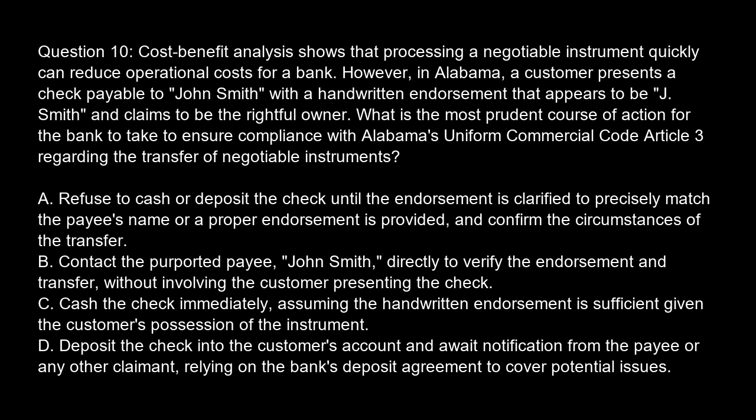Option A. Refuse to cash or deposit the check until the endorsement is clarified to precisely match the payee's name or a proper endorsement is provided, and confirm the circumstances of the transfer. Option B. Contact the purported payee, John Smith, directly to verify the endorsement and transfer without involving the customer presenting the check. Option C. Cash the check immediately, assuming the handwritten endorsement is sufficient given the customer's possession of the instrument. Option D. Deposit the check into the customer's account and await notification from the payee or any other claimant, relying on the bank's deposit agreement to cover potential issues.